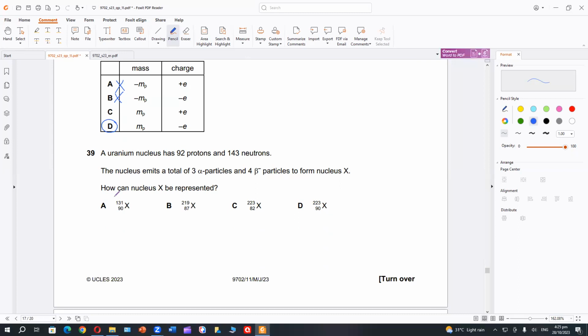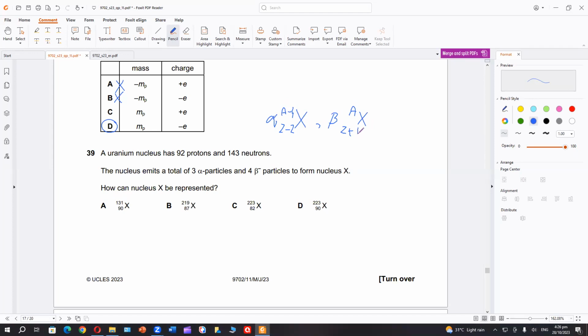A uranium nucleus has 92 protons and 143 neutrons. The nucleus emits a total of 3 alpha and 4 beta particles to form nucleus X. How can nucleus X be represented? A total of 3 alpha. Now, first we talk about alpha. If we go for alpha, A minus 4 and Z minus 2. This will happen 3 times. Beta minus, beta means no change in mass number, and atomic number increases by 1.